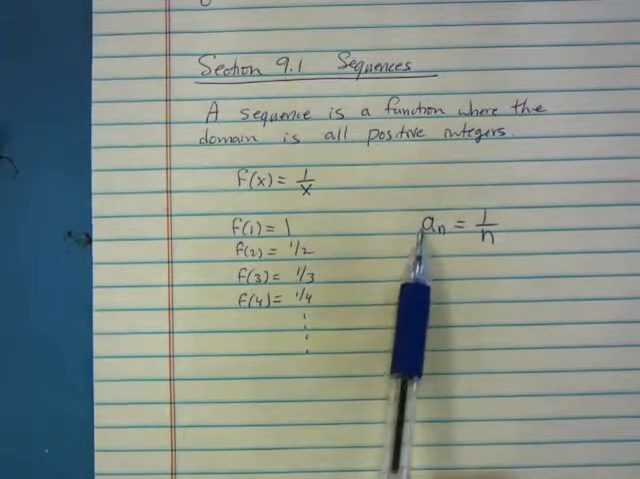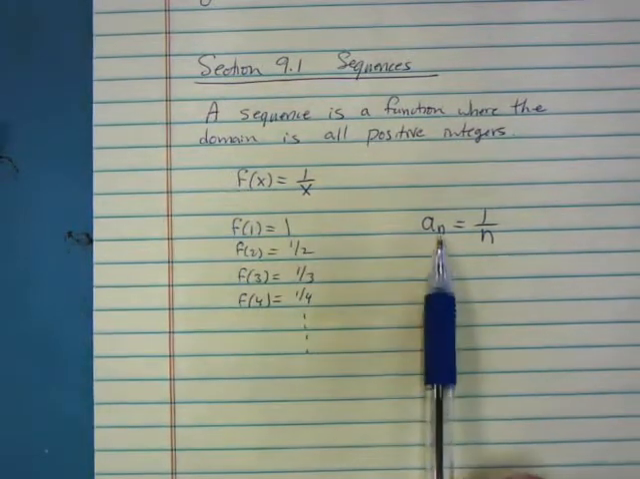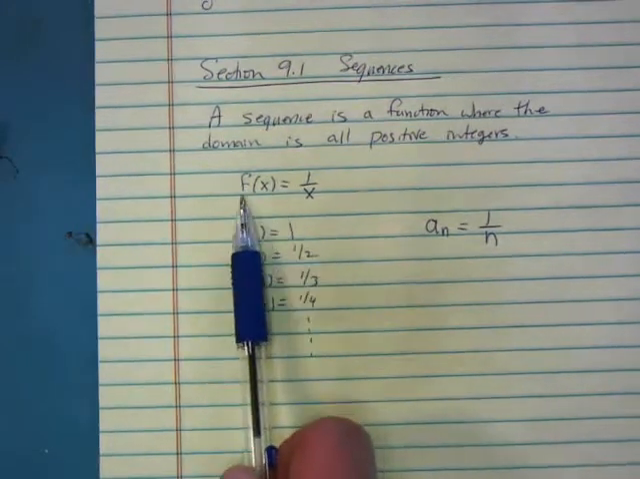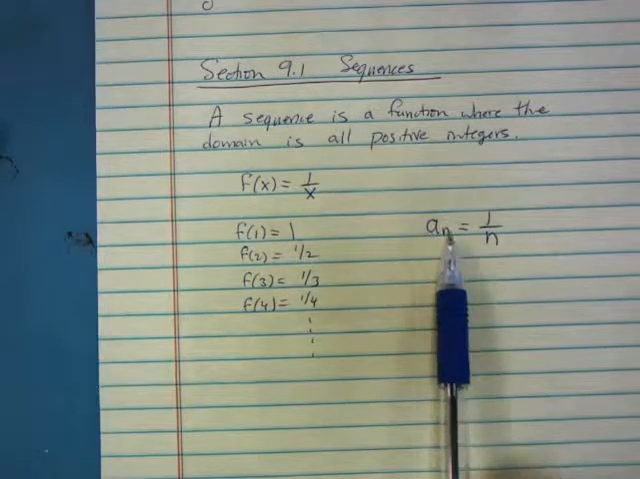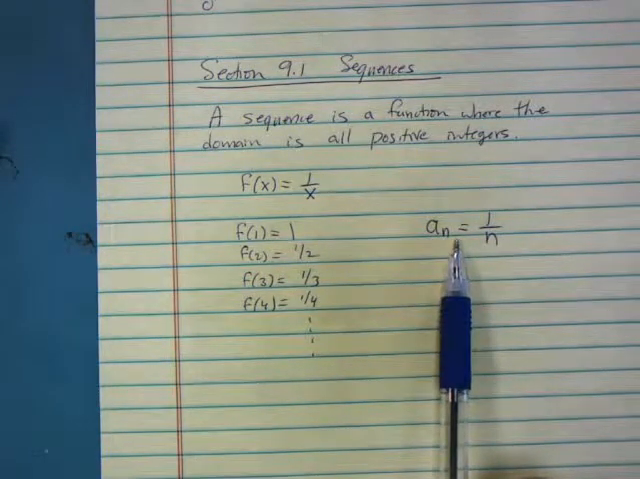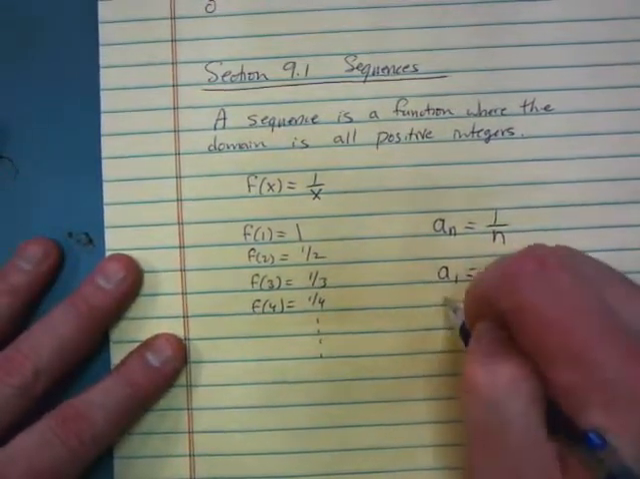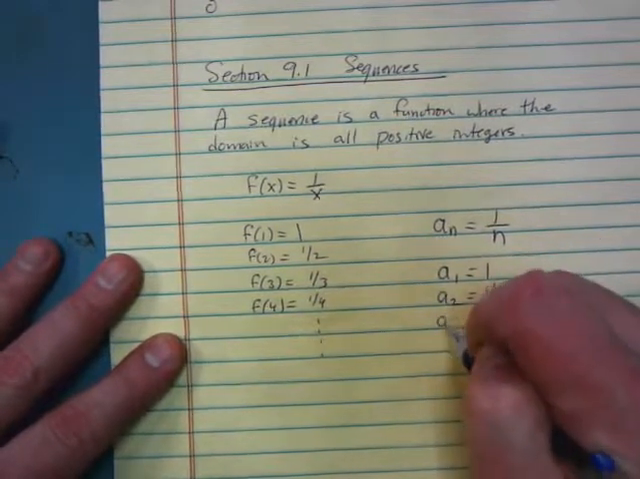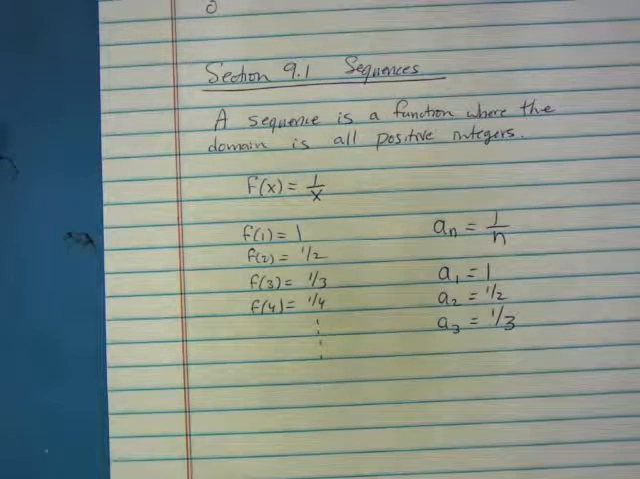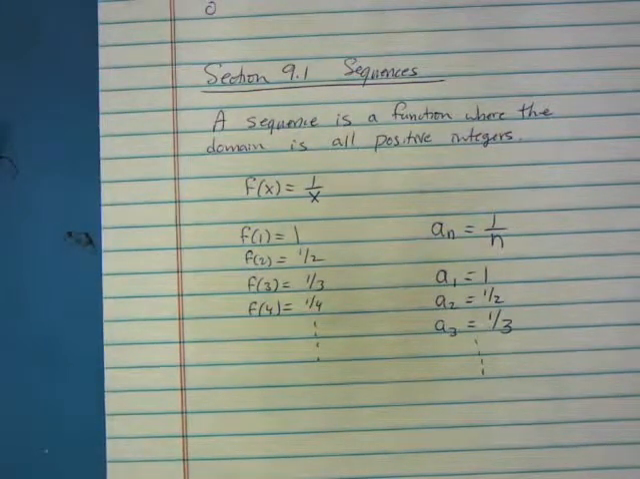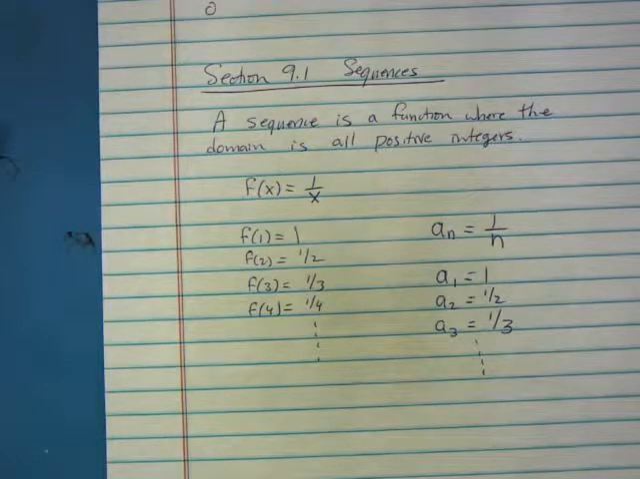It means we're calling the sequence a, just like we called this function f, and it's dependent on n, just like f parentheses x means our function name is f and its input is x. This one means our sequence name is a and our inputs are n's, where n stands for integers. So again, a sub 1 is 1, a sub 2 is a half, a sub 3 is a third, and so on. That's the notation we tend to use for sequences. We tend to use a sub n or b sub n, and we don't tend to use f of x.